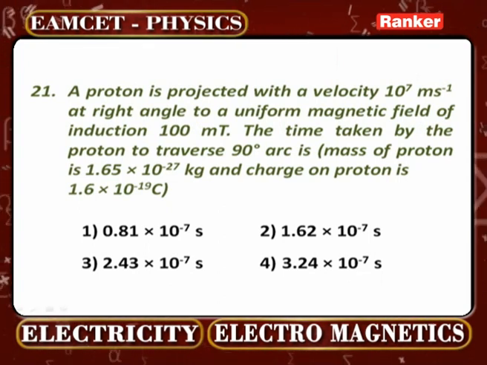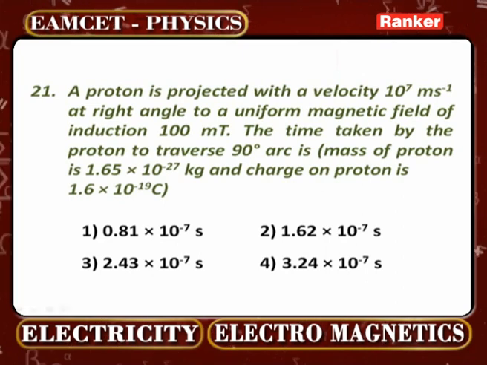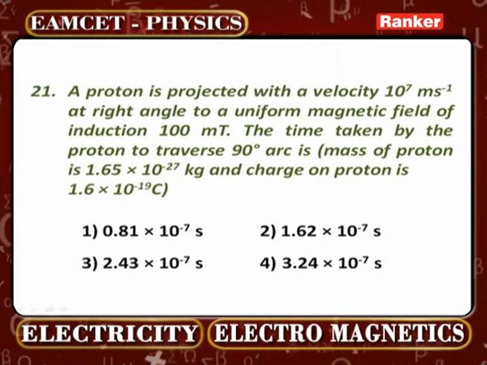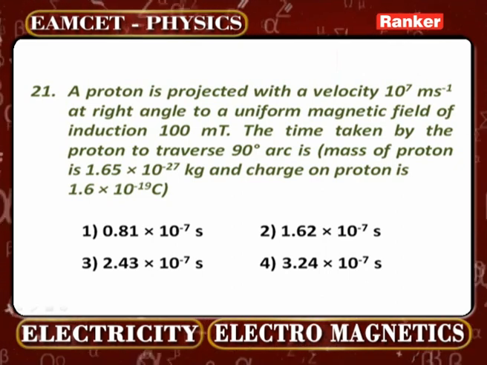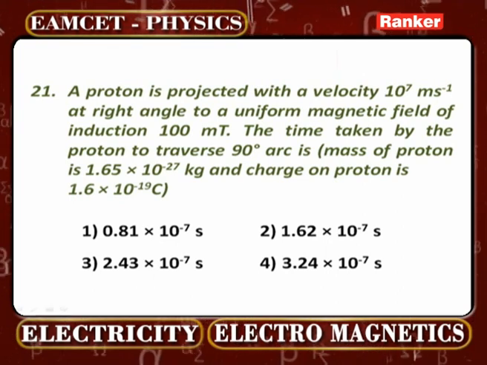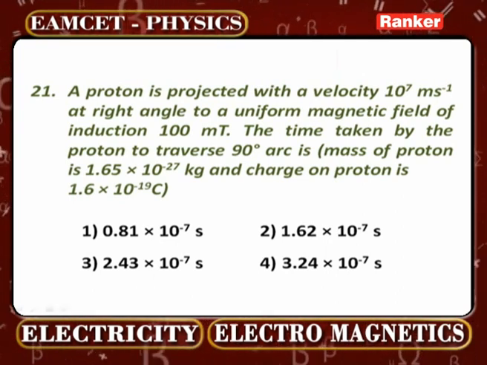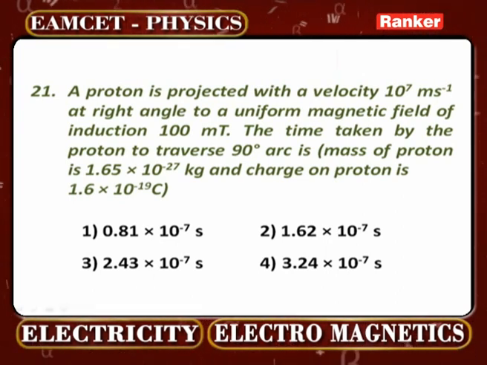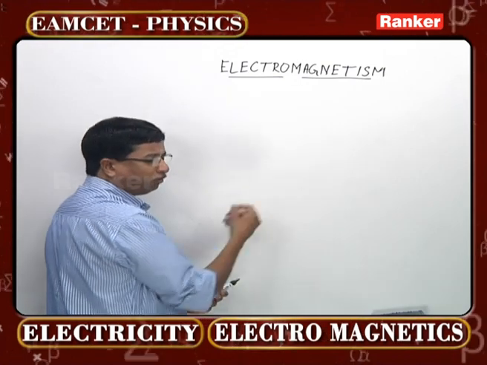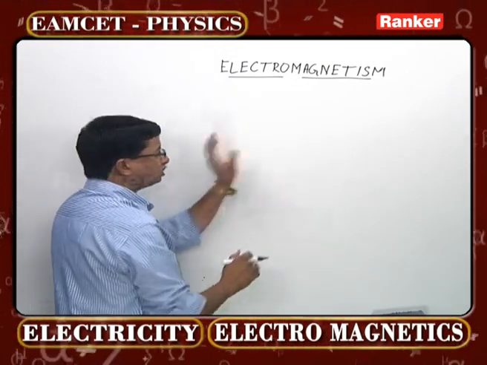A proton is projected with a velocity 10 power 7 meter per second at right angles to a uniform magnetic field of induction 100 millitesla. The time taken by the proton to traverse 90 degrees arc is how much? A simple logical question. In fact, one complete rotation makes 360 degrees. 90 degrees arc means what? 1/4 the rotation it should make. How much time it takes?